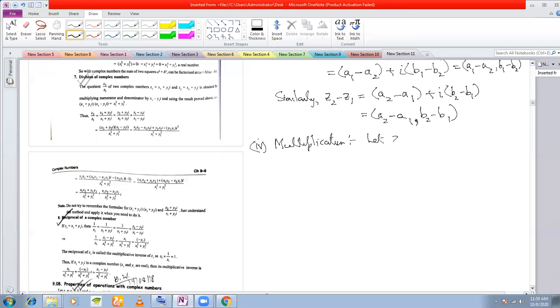Suppose I take z1 is equal to a1 plus ib1, and I take z2 as a2 plus ib2. I want to multiply the two complex numbers z1 into z2. Then I am going to multiply a1 plus ib1 with a2 plus ib2. Now you multiply as your normal multiplication is.